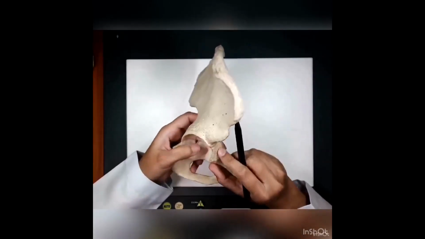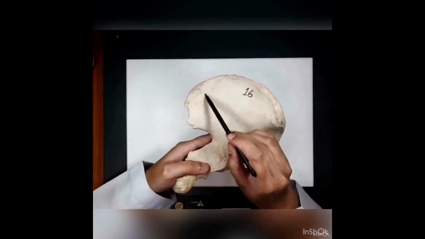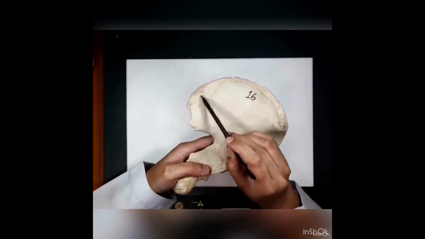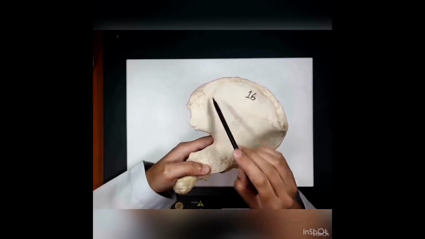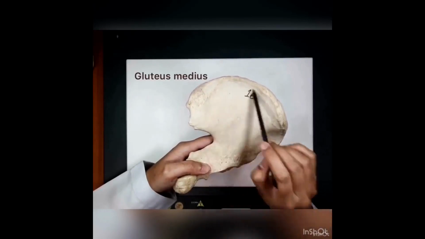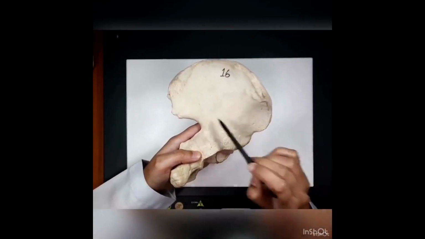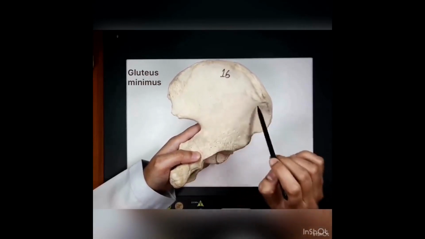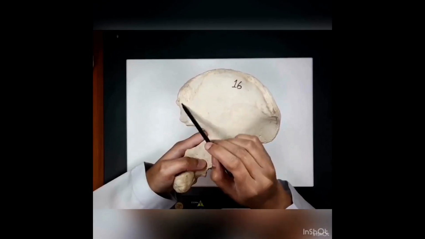Now, coming to the gluteal surface, behind this posterior gluteal line on this surface, there is attachment of gluteus maximus muscle. Between the posterior gluteal line and anterior gluteal line, there is attachment of gluteus medius muscle. Between the anterior gluteal line and the inferior gluteal line, there is attachment of gluteus minimus muscle. I repeat, posterior to this posterior gluteal line, there is gluteus maximus.